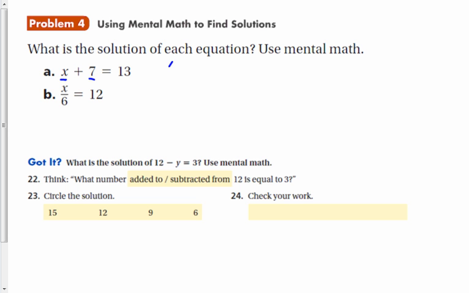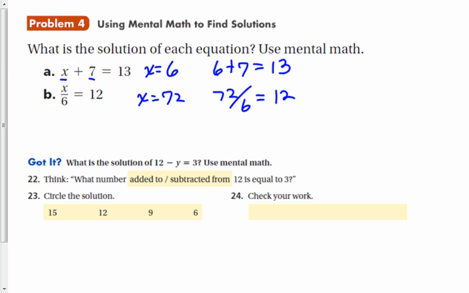And I think you know that 6 plus 7 is 13, so we're just going to say x is 6, and I'm just going to show that that works because 6 plus 7 is equal to 13. The second problem, we want to know what number divided by 6 equals 12. And from my multiplication facts, I know that 72 divided by 6 is 12, so I'm going to say x is equal to 72, and I'm just going to show that that works. 72 divided by 6 equals 12. Go ahead and try that.